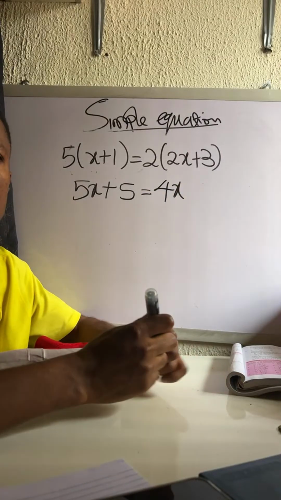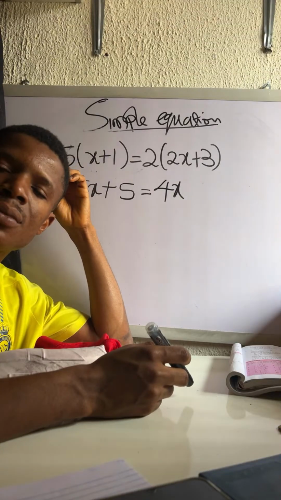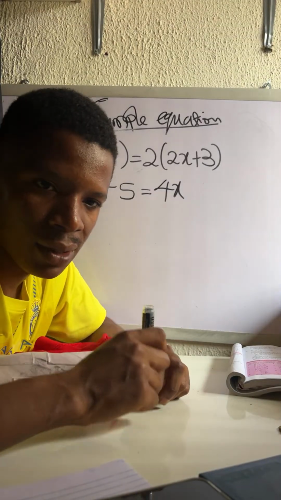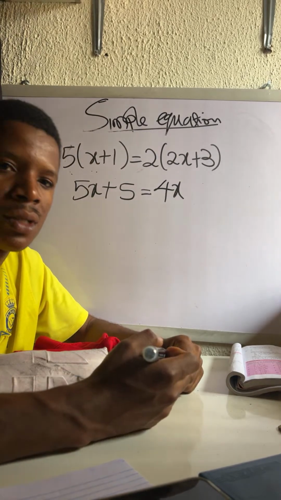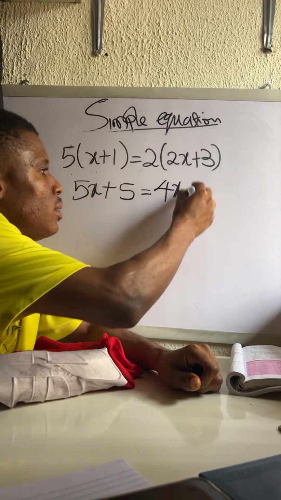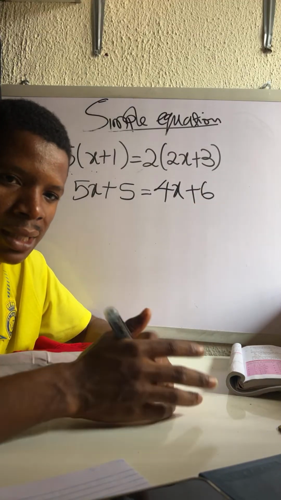Then we'll go to the next one. What's the value for 2 times 3? 2 times 3 is 6, plus 6. Then the next thing is to collect like terms.